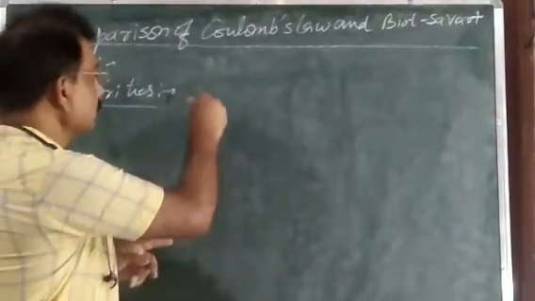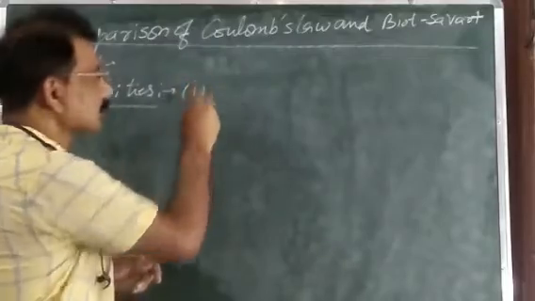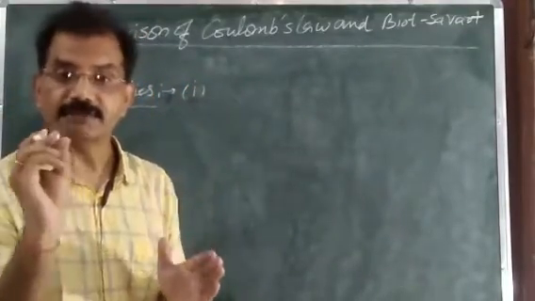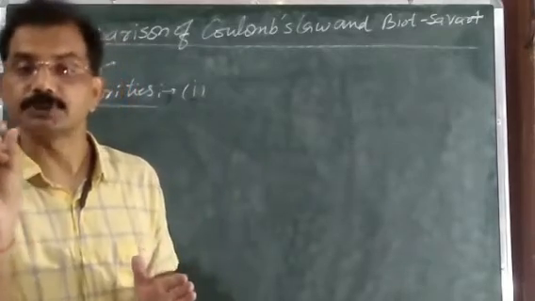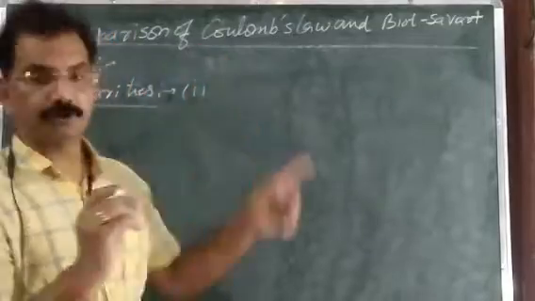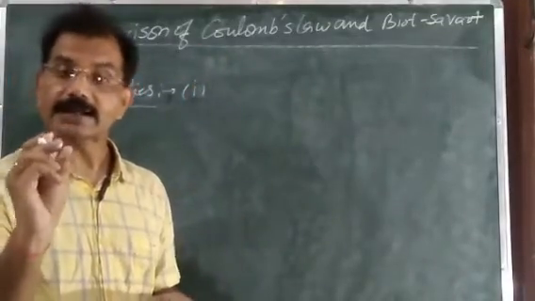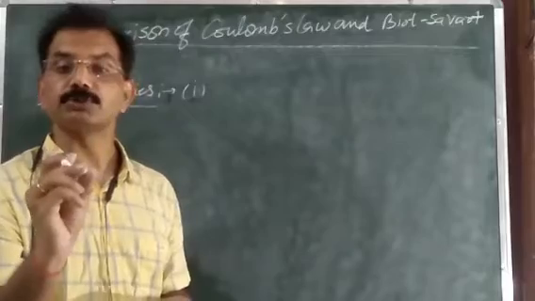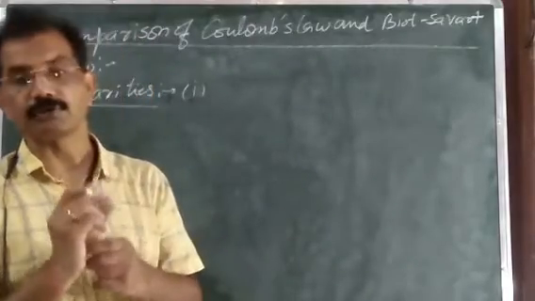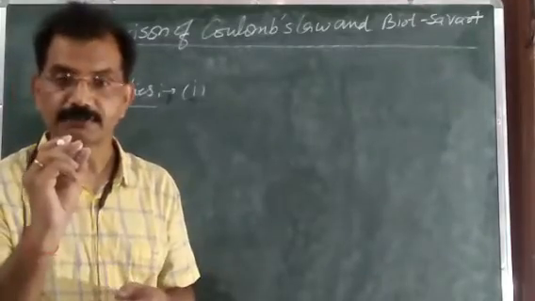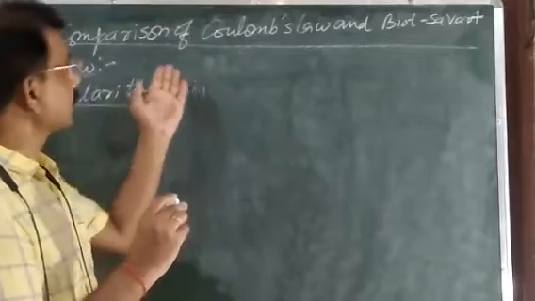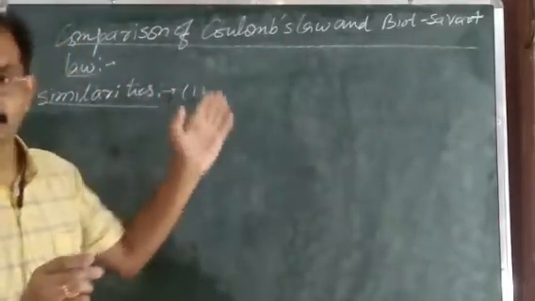So first one, Coulomb's law is used for finding the electric field due to a distribution of charge, while Biot law is used for finding the magnetic field due to a current element. This is the first similarity between the Coulomb's law and Biot law.